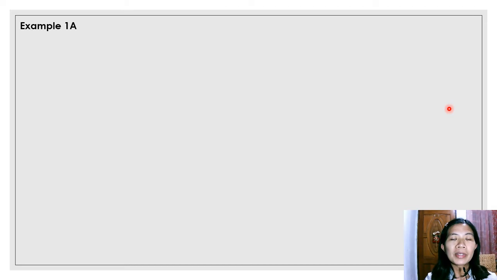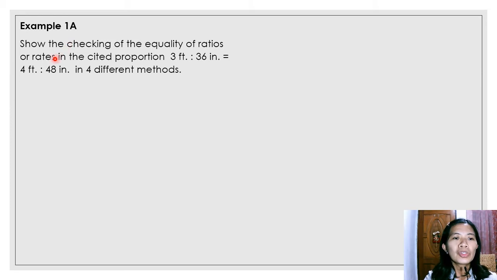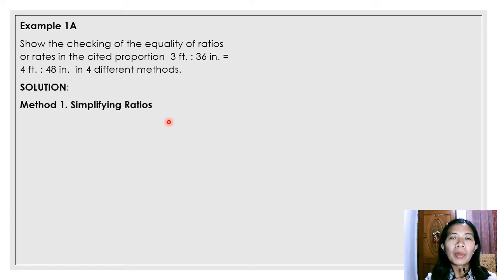Okay, so let's have some examples. Example 1a: show the checking of the equality of ratios or rates in the cited proportion, 3 feet is to 36 inches equal to 4 feet is to 48 inches, in 4 different methods. We will use the 4 methods to find out whether this proportion is equal. Let's have method number 1, simplifying ratios.